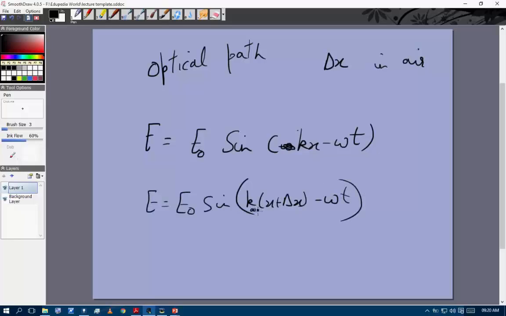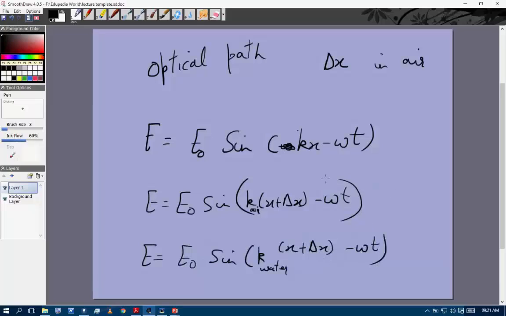Let's say this k is the k of air. Right. However, if delta x is moved in water, in that case, E is equal to E naught sine (k water times (x plus delta x) minus omega t). Right.